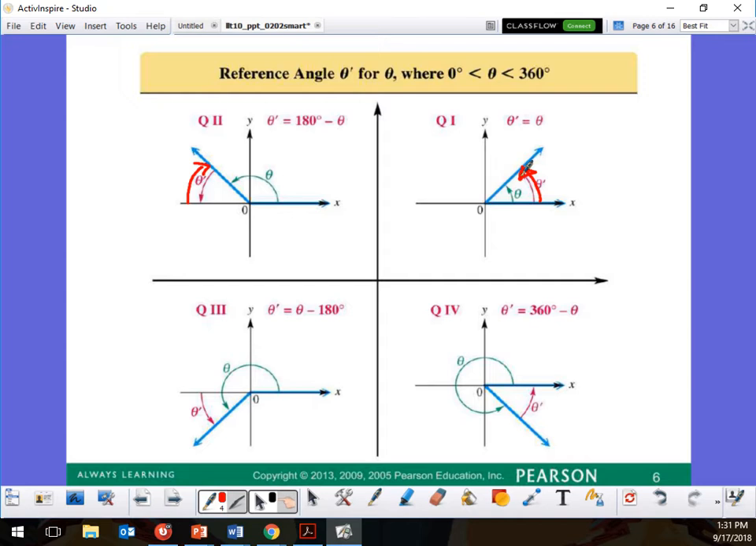So how would you solve quadrant 2? What would I do? 180 minus theta. So if this was 120, it would be 180 minus 120, which would give me a 60-degree angle from there to there. Does that make sense? That's all I'm looking for.